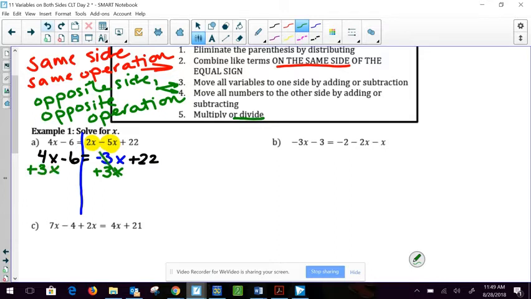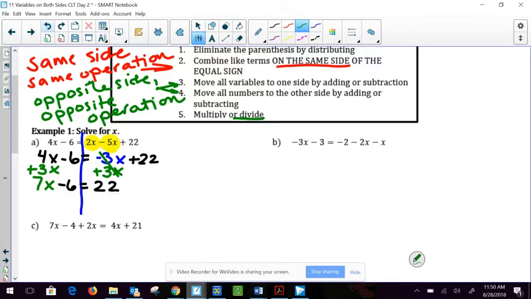By doing so, I eliminate my variable on the right-hand side, and now I just do what it tells me. What is 4x's plus 3x's? Great job, that gives you 7x. I'm going to carry down my minus 6 is equal to 22. Remember, opposite sides, opposite operations. Does everybody see how there's a negative 6 on the left side and a 22 on the right-hand side? Good. So we're going to do the opposite operations.